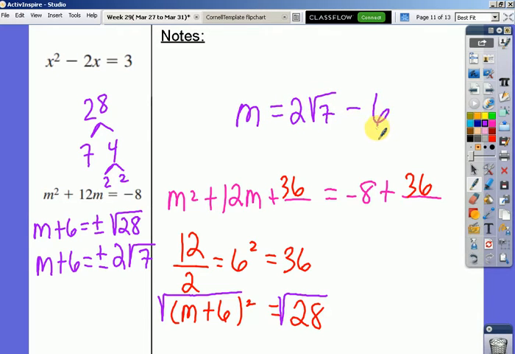So my final answer, if it's not a decimal approximation, is m equals 2 square root 7 minus 6. And what's my other one? m equals... No. Negative 2 root 7 minus 6. The 2 root 7 is what has the opposite sign, because you have the plus or minus attached to that 2 root 7.